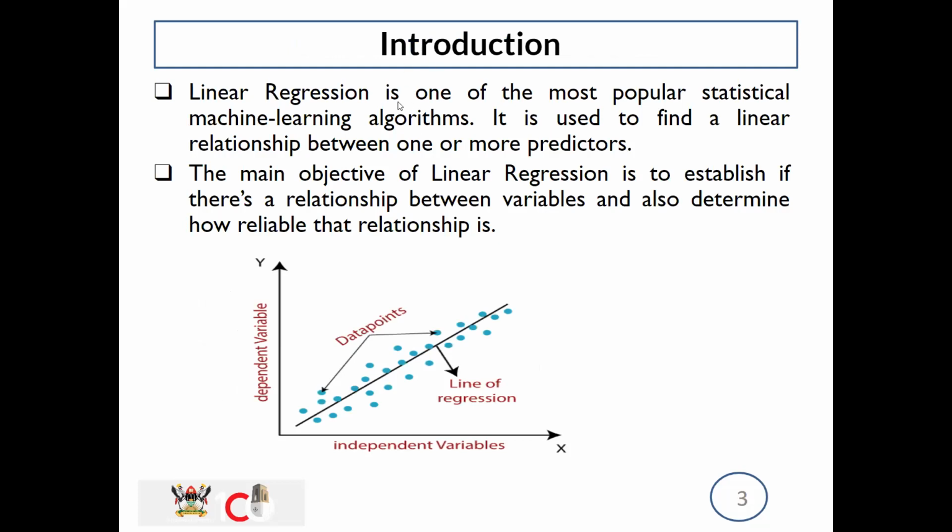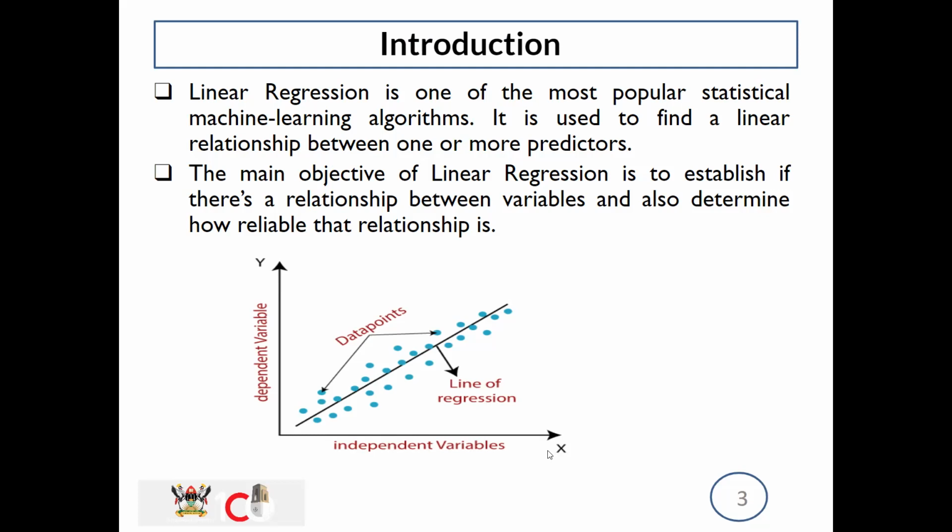For introduction, linear regression is a statistical machine learning algorithm used to predict the linear relationship between one or two continuous variables. The main objective of the algorithm is to establish if there is a relationship between variables and determine how reliable that relationship is. Like you see, we always have our dependent variable, which is the variable we intend to predict on the y-axis usually, and then the independent ones on the x-axis.